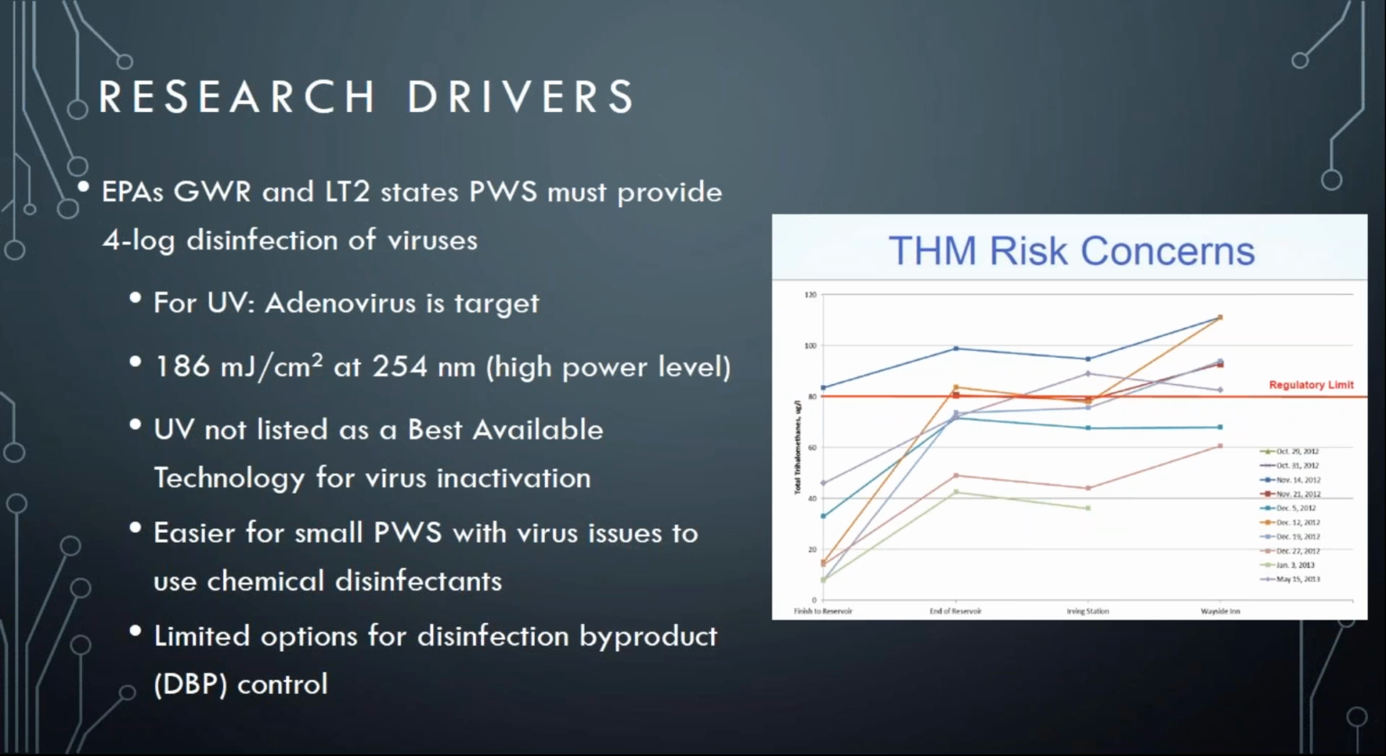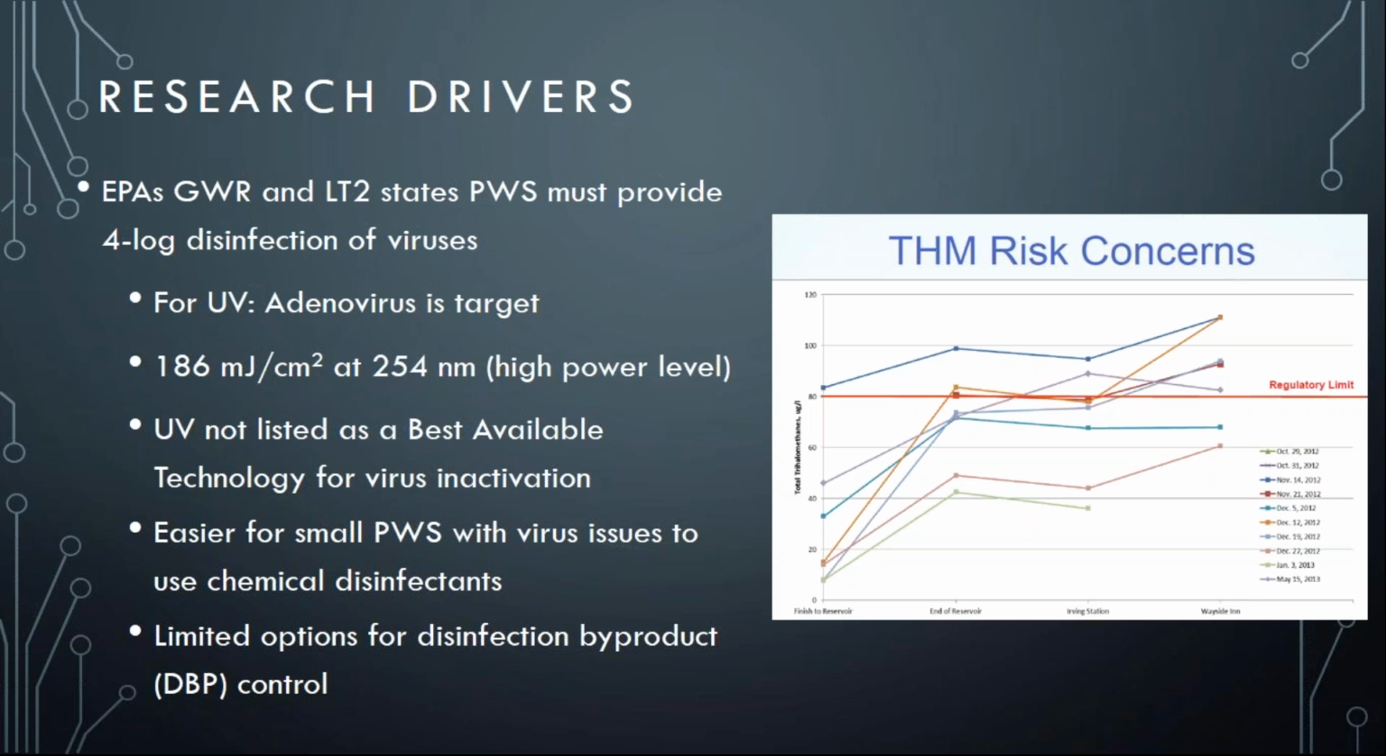So now, with that background info, I'll begin to talk about some of the drivers of this research. Different regulations like the groundwater rule, surface water rule, and some others say that public water systems need to provide 4 log disinfection of viruses. And in terms of UV, the target virus in this case is adenovirus, and it's selected because it's relatively resistant to UV light. So if we can inactivate 4 log adenovirus, we can be fairly certain that there are no other viruses present. So a 4 log disinfection of adenovirus relates to a 186 millijoule per centimeter squared dose of UV light at 254 nanometers.